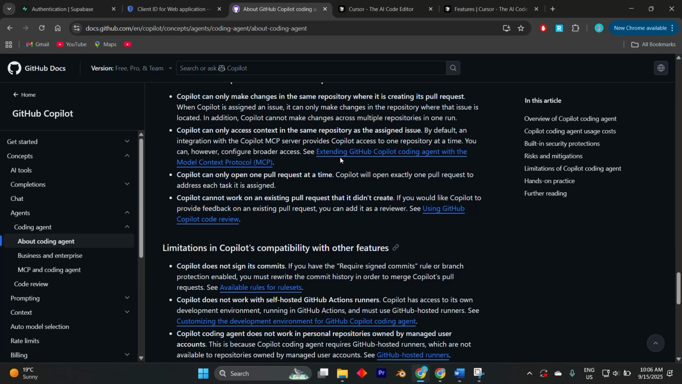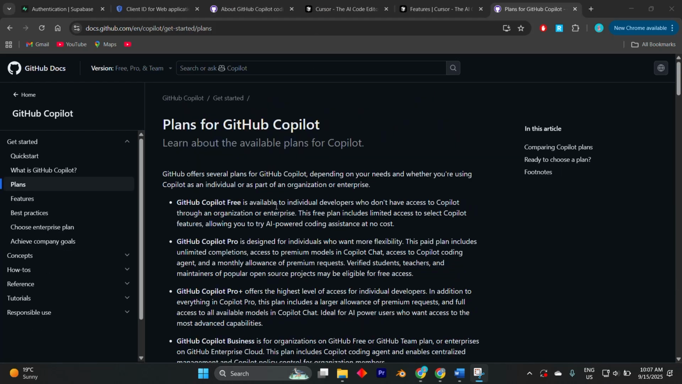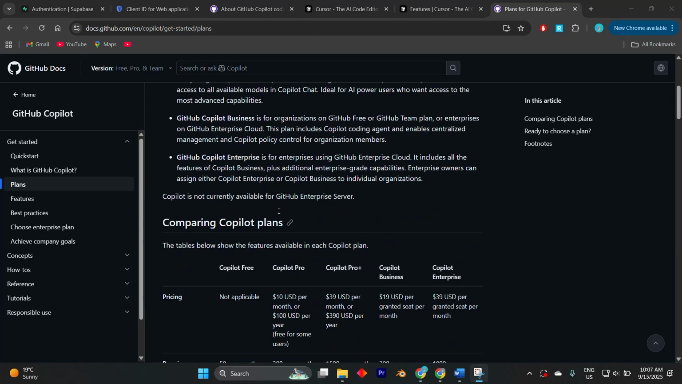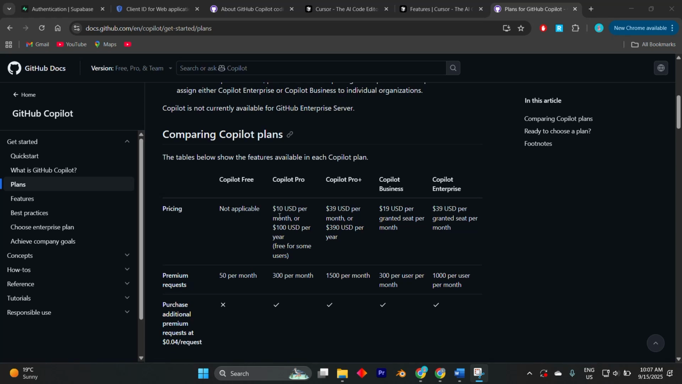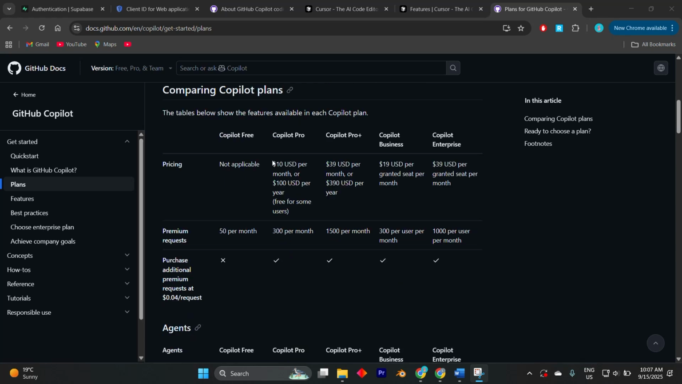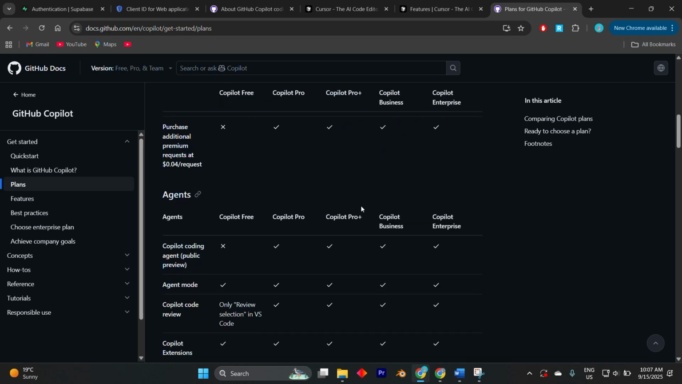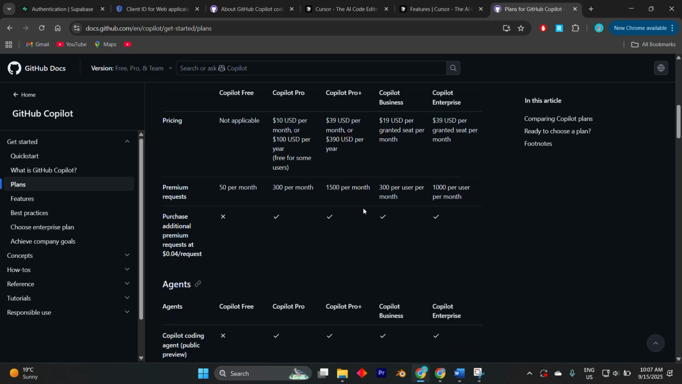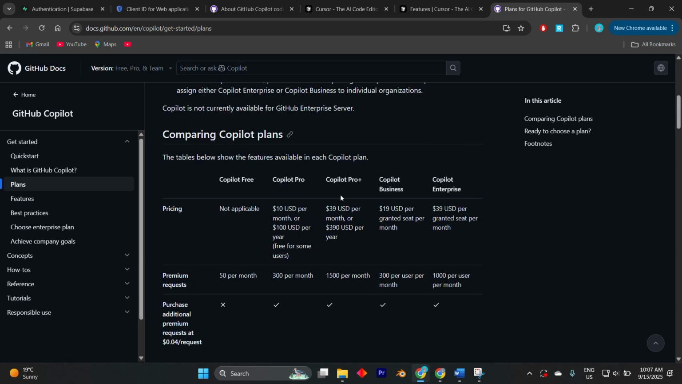Let's also get to the pricing model divide, the difference between pricing. This is the most significant point of differentiation. GitHub Copilot has a simple and predictable pricing model. For a flat monthly fee, you get unlimited code completions and a generous allowance of premium requests for its agent features. The cost is predictable and even affordable for most professionals.